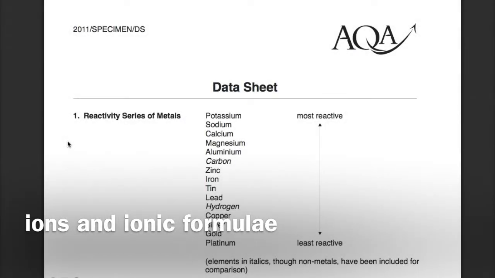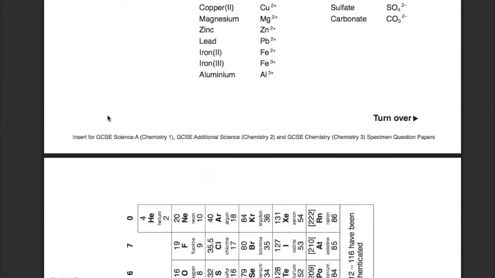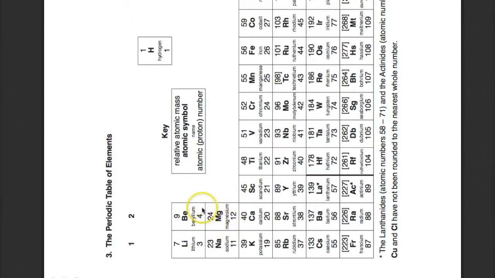I'm going to start by just showing you the data sheet that you get when you do your GCSE. Now it has the reactivity series of the metals at the top, and if we scroll down we have a periodic table at the bottom. If we go for example to magnesium here, it's in group 2, so we know it has 2 electrons in its outer shell, so it's going to lose 2 electrons usually when it forms compounds. So if it loses 2 negative things, it becomes more positive and it becomes a 2+ ion. So there's a simple way of doing that.